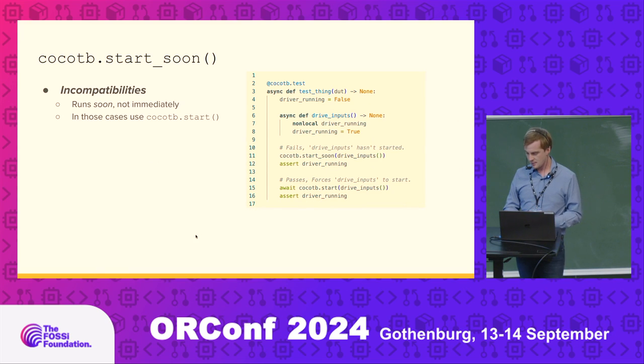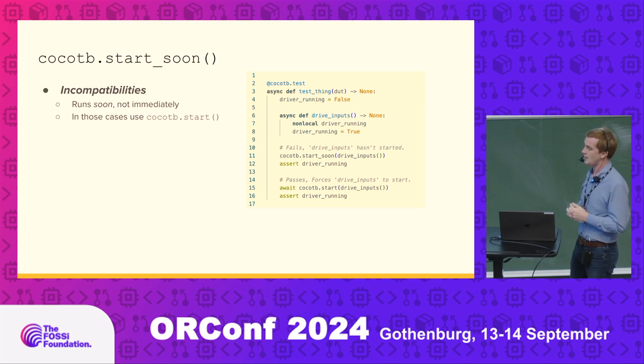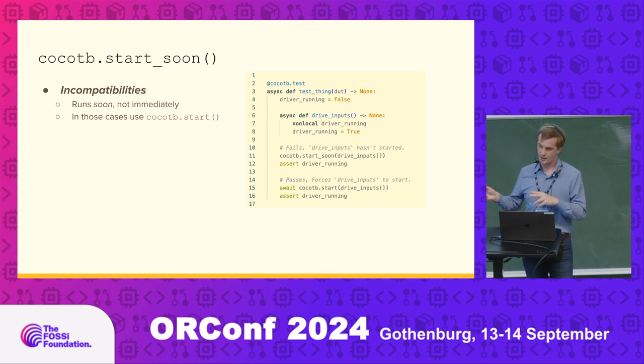And there are some incompatibilities there. So start_soon now runs the thing soon instead of immediately, and that might cause issues for your simulation. And if that is the case, then there is an alternative, cocotb.start, which is a coroutine itself. And that is going to pause the current coroutine and allow that other one to run. So if you run into issues with that, I would suggest trying cocotb.start.